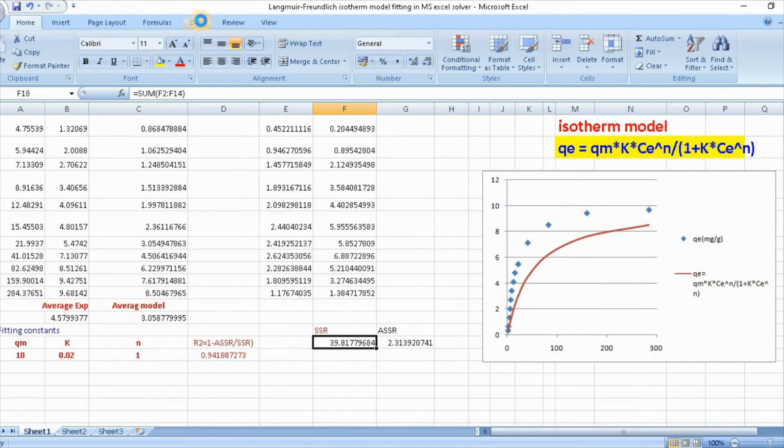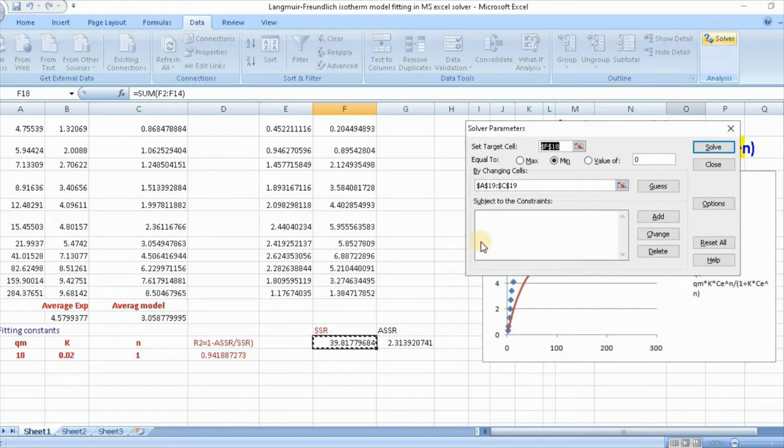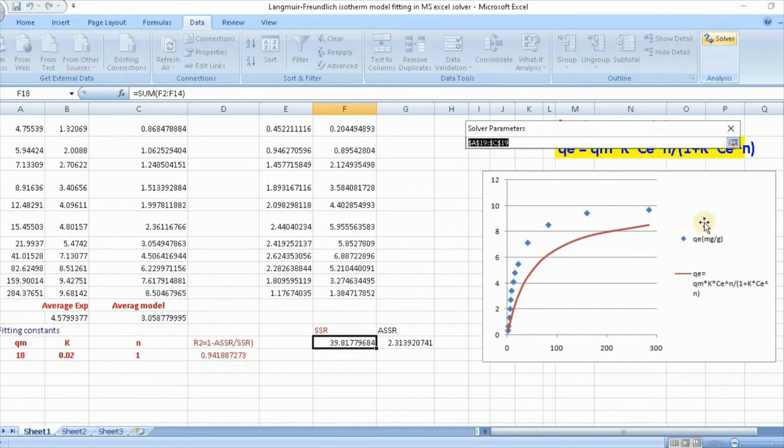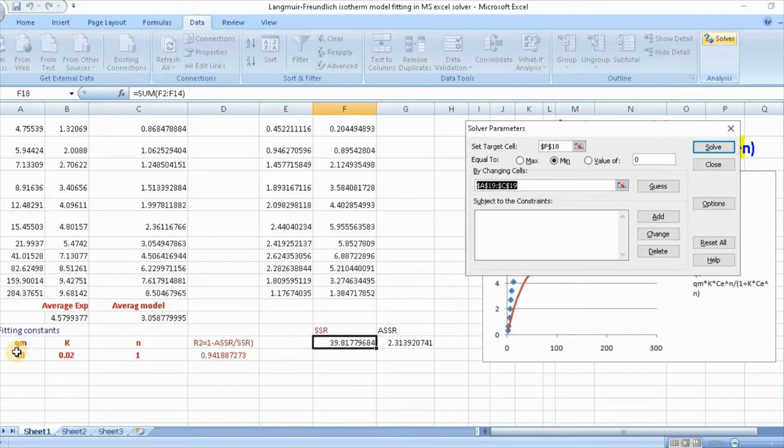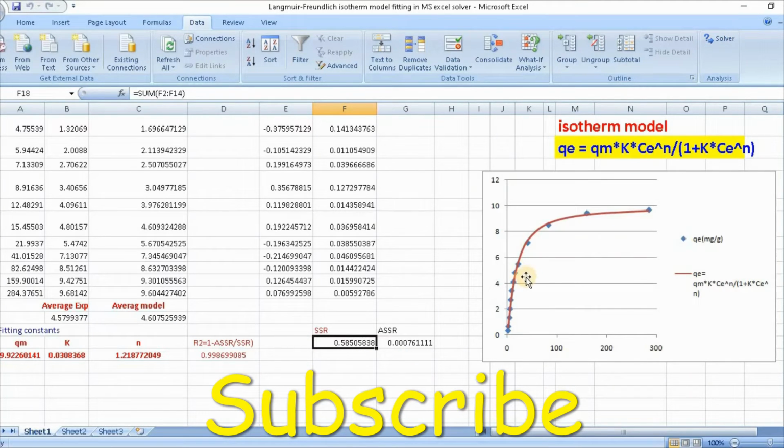Then go to data, then click on solver. The fitting constants are these 3, and set minimum, then solve. So keep solver solution. So here is our good fitting, and these are the values for Qm, K, and n.